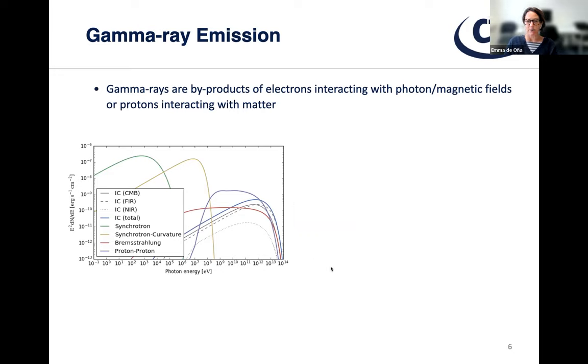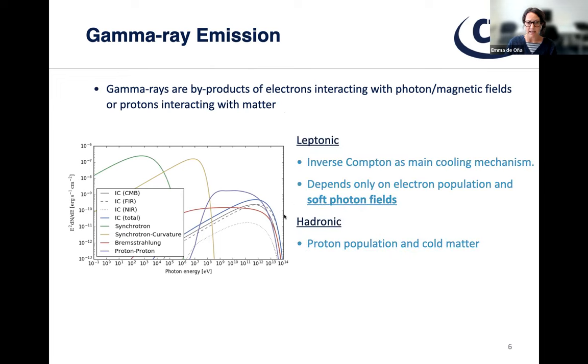So the spectral energy distribution, to just show how the gamma ray emission that we observe is produced. Basically it goes through two channels in the TeV regime, which is here in this plot. I guess you can see my mouse, I hope so.